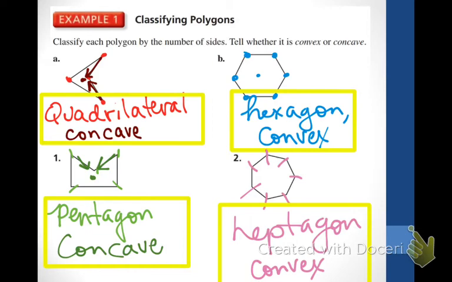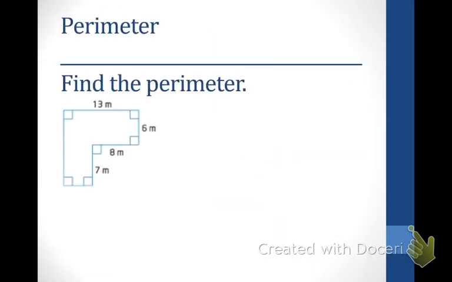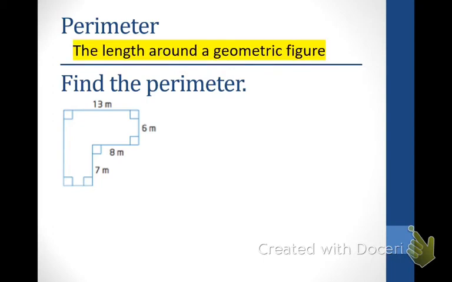Boom. Good. So now we get to the meat of everything, the perimeter. Can you describe what a perimeter is? The border. Okay, good. It's going to be the length around the geometric figure. So we're going to find the length around a geometric figure.